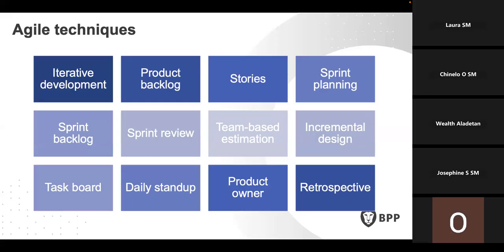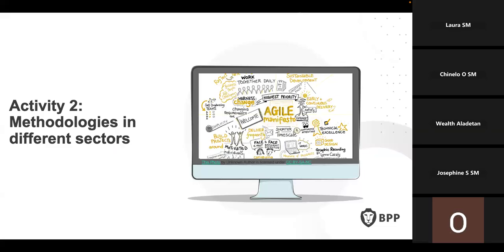Okay, so agile technology. Within agile, these are some of the terms that you need to be familiar with. Iterative development, product backlog, I've mentioned that. Your stories, yes, you're already writing stories now, so you understand this. Sprint planning, sprint backlog, sprint review, estimation, incremental design, task board, daily stand-up. So all this, you are familiar with already.